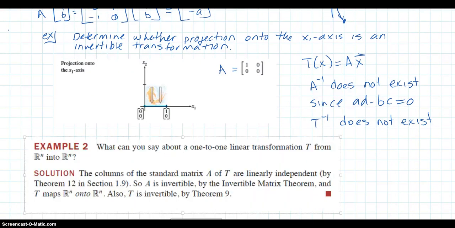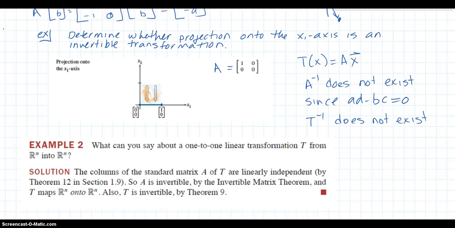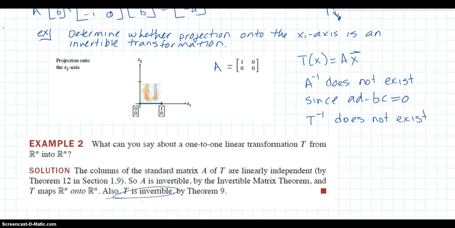So let's look at example 2 in the book. Last example: what can you say about a one-to-one linear transformation from Rn to Rn? Well, the answer is it is invertible. Why? We know from the invertible matrix theorem, or from theorem 12 in 1.9, that if you have a one-to-one function, then the columns of your standard matrix are linearly independent. If they're linearly independent, again by the invertible matrix theorem, we know A is invertible, and T maps Rn onto Rn. So T is invertible.